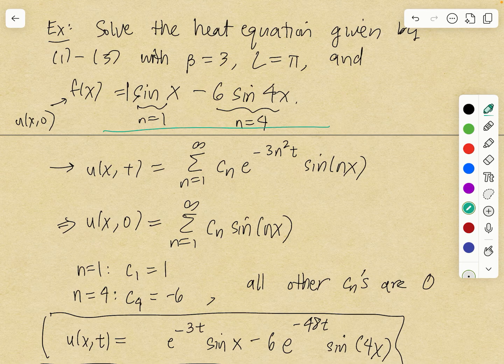Okay, so that's that. And then in the next video, I'm going to go over the solution to something called the wave equation, which is a different type of differential equation.